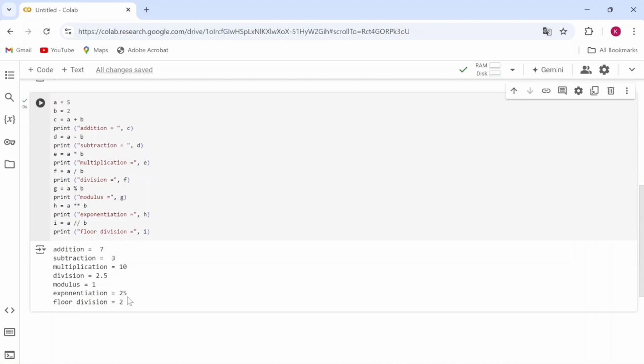Exponentiation returns 25, 5 into 5. We have to add 2 times 5, that's why 25. In floor division, it will round off the value 2.5 and gives 2. So we have covered arithmetic operator and seen how they work in practical. Now let's move on to another important category of operators in Python, that is comparison operator.